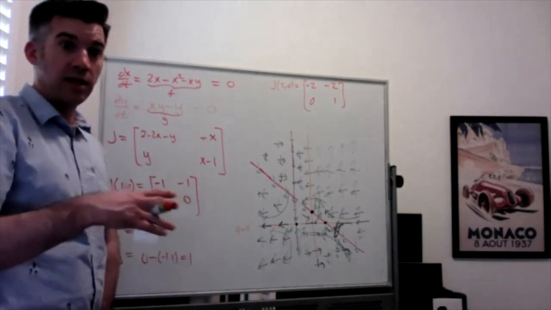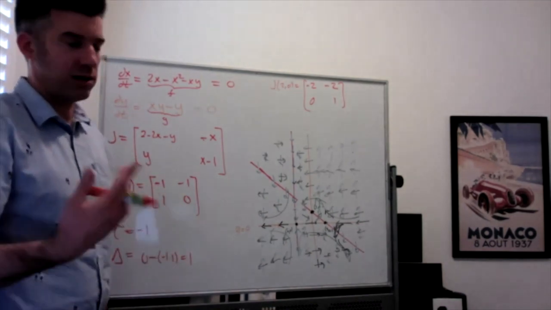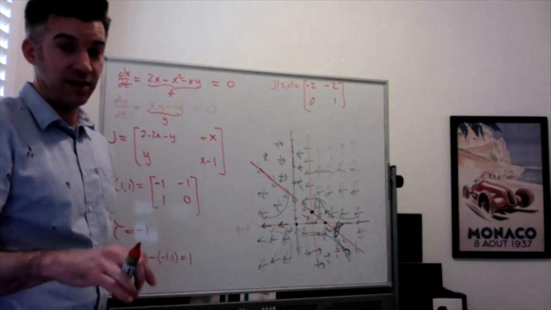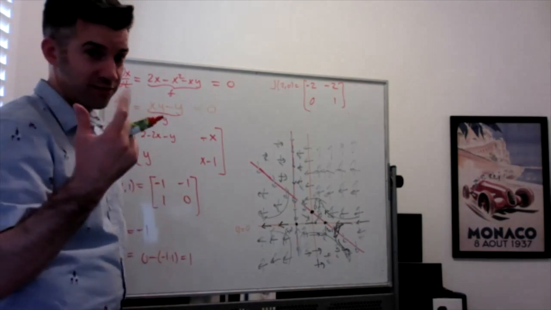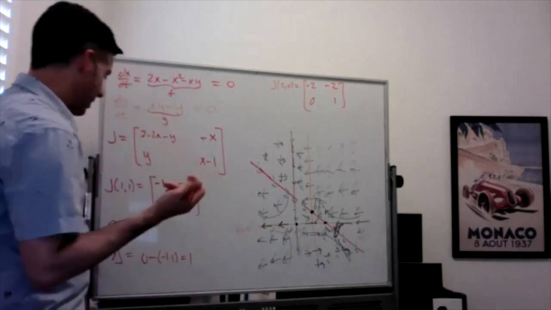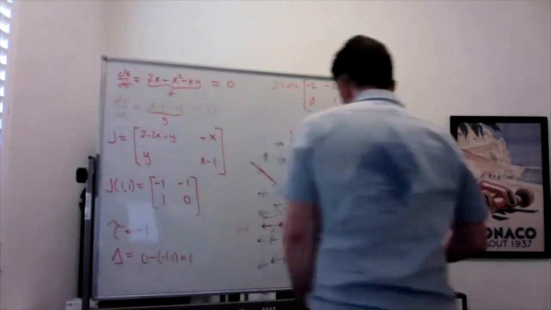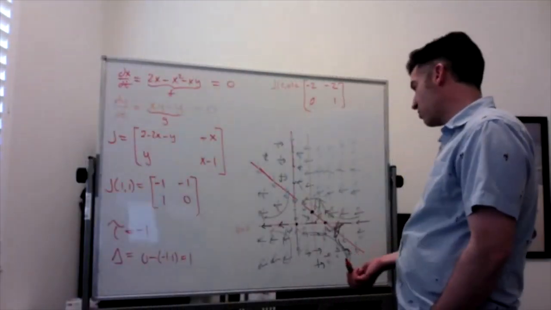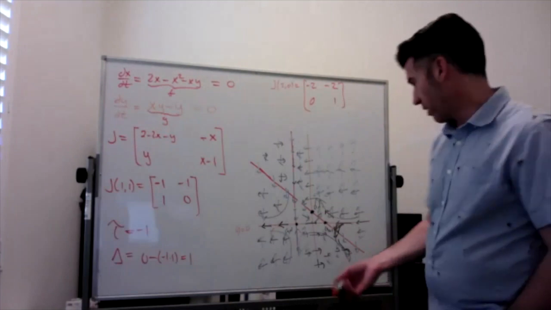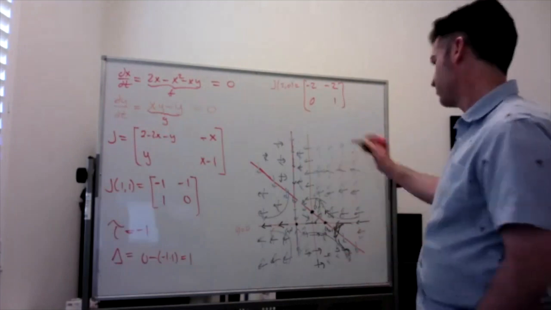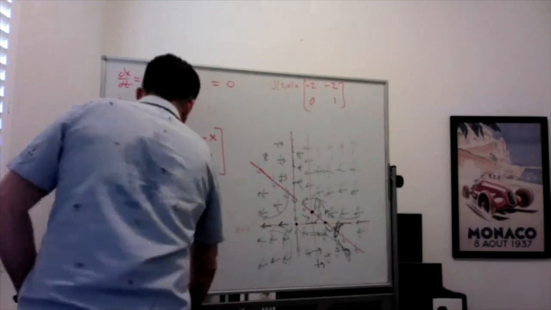meaning I'm not in saddle land. I'm either in node land or spiral land. So I either have a stable spiral or a stable node. That seems reasonable, but it definitely looks more spirally, right? Because you've got kind of this behavior.